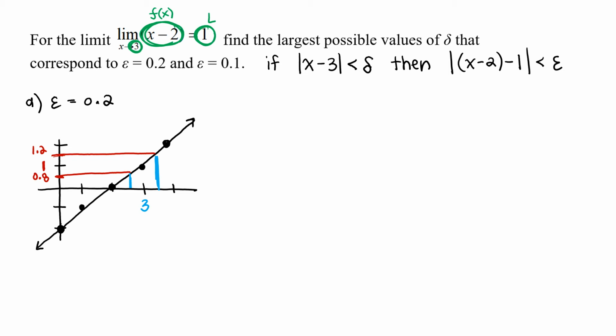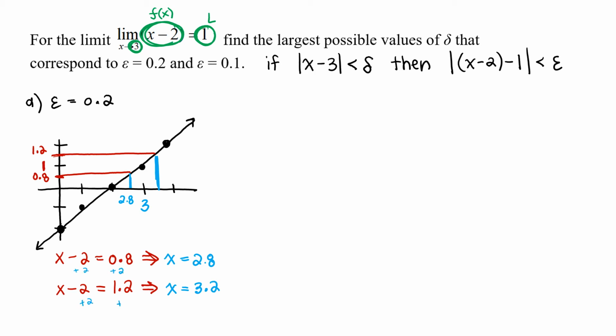So we have that x minus 2 is equal to 0.8, which means that our first input is x is equal to 2.8. And we have that x minus 2 for our upper bound is 1.2. And that occurs when our input is x is equal to 3.2. And all I did here is add 2 to each side in order to solve for x.